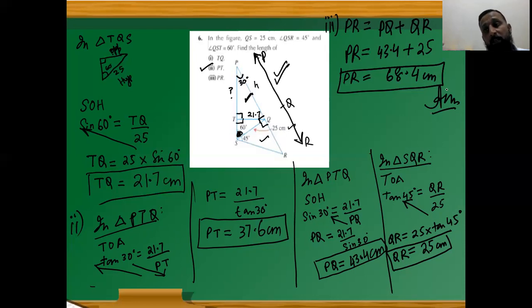So whenever you have right angle triangles, you can easily apply SOHCAHTOA to get your answers. Just apply SOHCAHTOA to get your answers individually on each triangle. And finally, in part 3, the length PR was required. So what I did, I got my first part PQ from the first triangle, that is PTQ, and I got the length QR from my last, the bottom triangle, SQR, and I added the two parts to get my final result of PR. This is 68.4 centimeters. Hope the concept is clear.